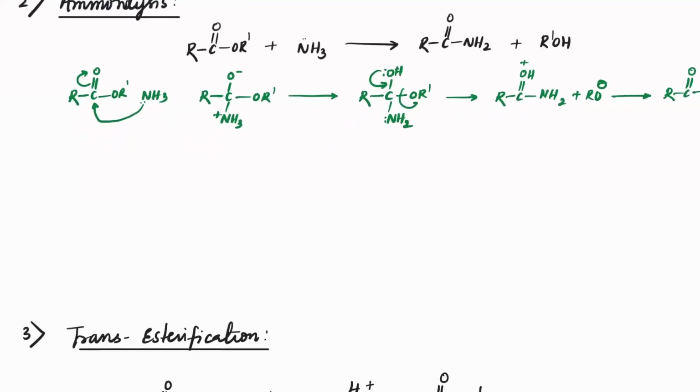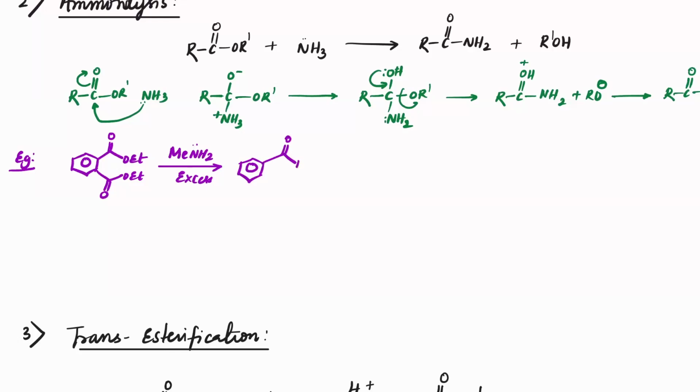Okay. Let me give you one example which was asked in JEE. So a diester was asked like this: C double bond O, OEt, C double bond O, OEt here. And this was reacted with methylamine in excess. So first, what we get here is an amide form, C double bond O, NH and Me, C double bond O, NH and Me. This is what you will get.